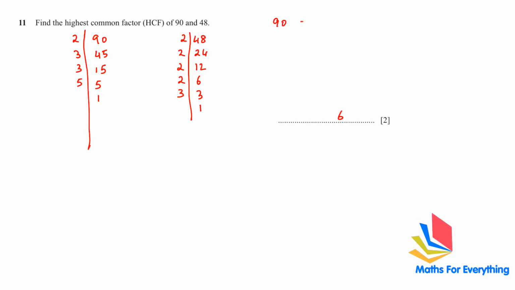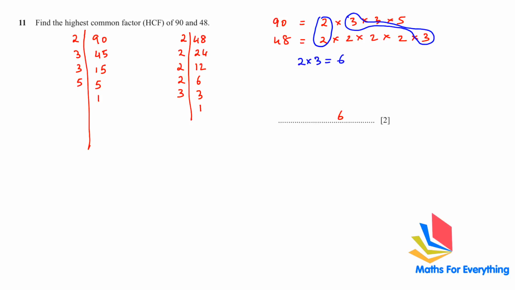Then we write down the prime factors. 2 times 3 times 3 times 5 will give us 90. And for 48, 2 times 2 times 2 times 2 times 3. Highest common factor, we will circle the like ones, 2 and 2, 1 from 90 and 1 from 48. And we also have 3. So 2 multiplied by 3 will give us 6. This method is especially useful when you have to find the least common multiple and the highest common factor.